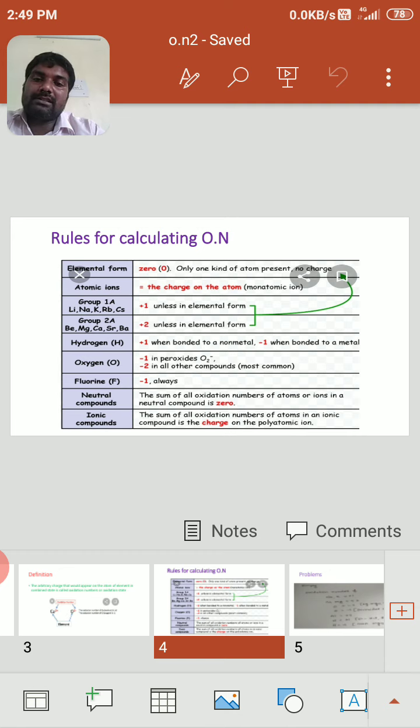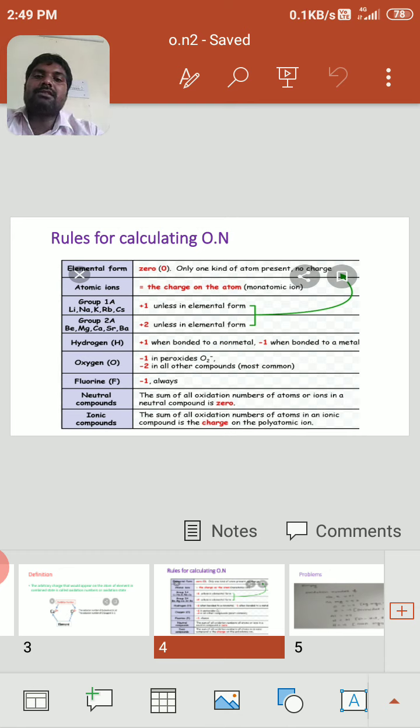In case of peroxides, the oxygen oxidation state is -1, but in all remaining compounds, mainly in oxides, the oxygen oxidation state is -2. Fluorine, the most electronegative element, always has an oxidation state of -1. And the next rule: the sum of the oxidation numbers of atoms in a molecule is equal to 0.